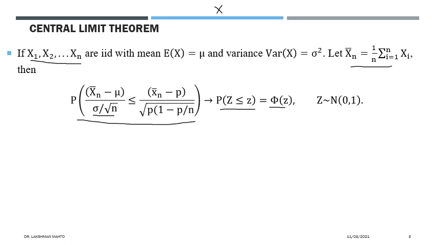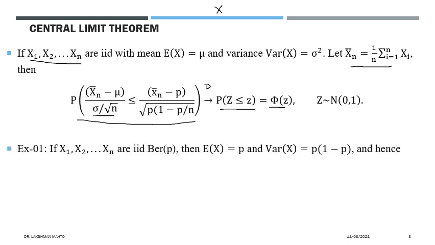Here the convergence happens in distribution. That's why, if someone asks what the difference is between the law of large numbers and the central limit theorem, the simple difference is that the law of large numbers talks about convergence in probability, and the central limit theorem talks about convergence in distribution. Both are dealing with the sample mean, but the convergence approach is different.